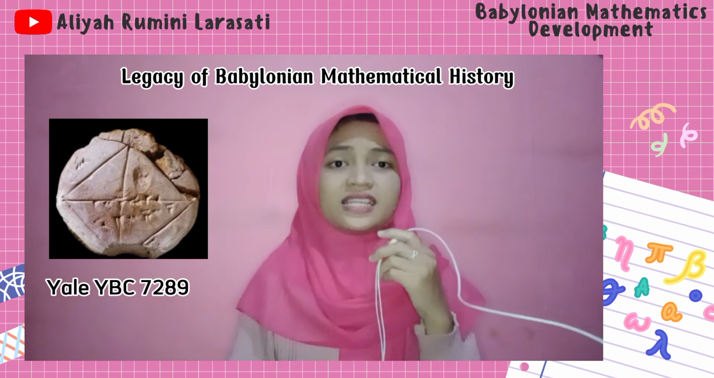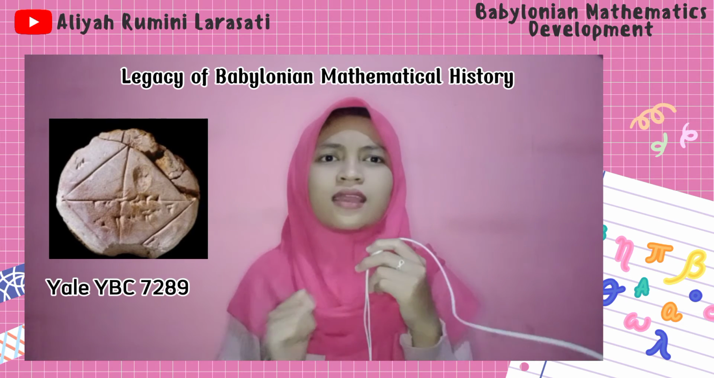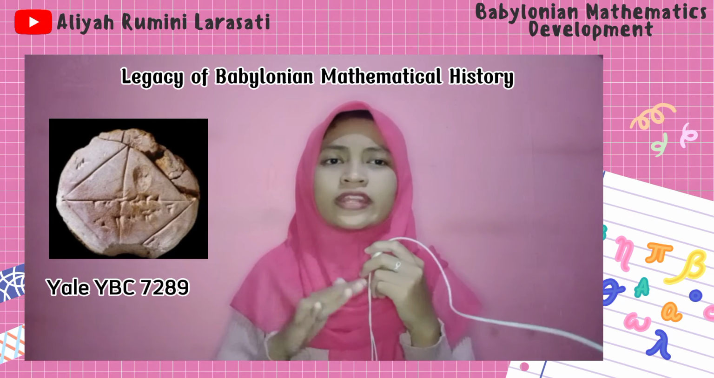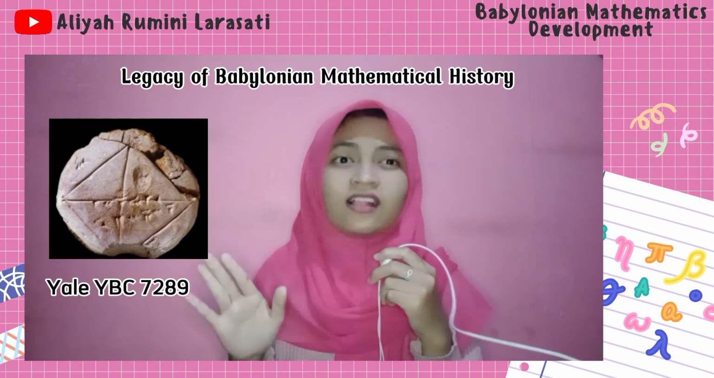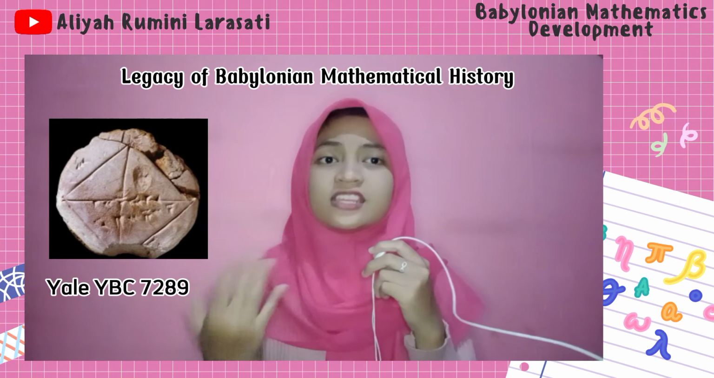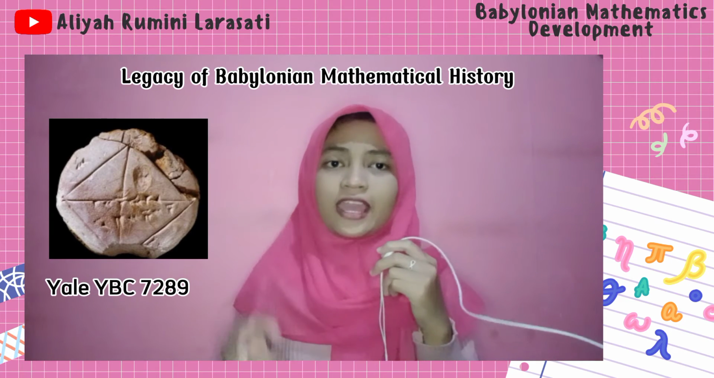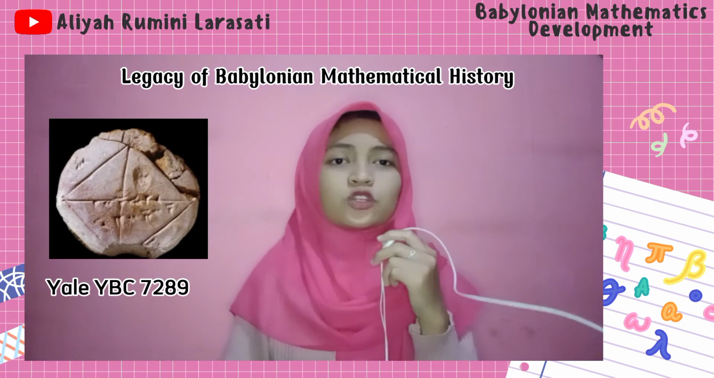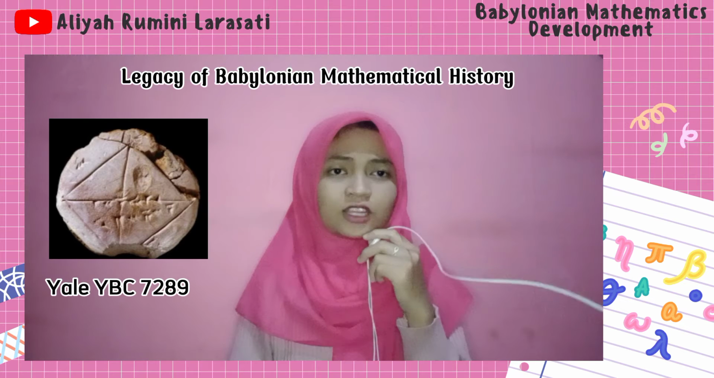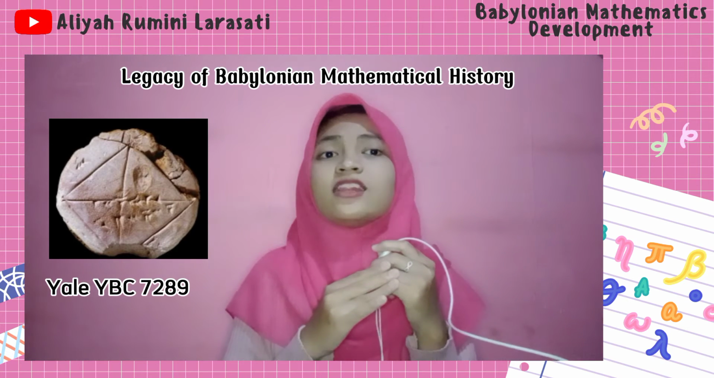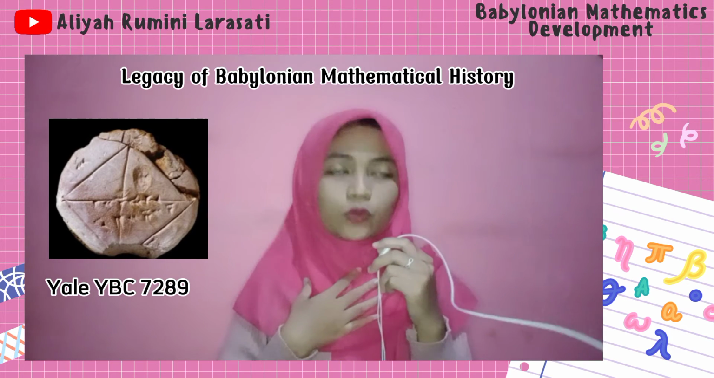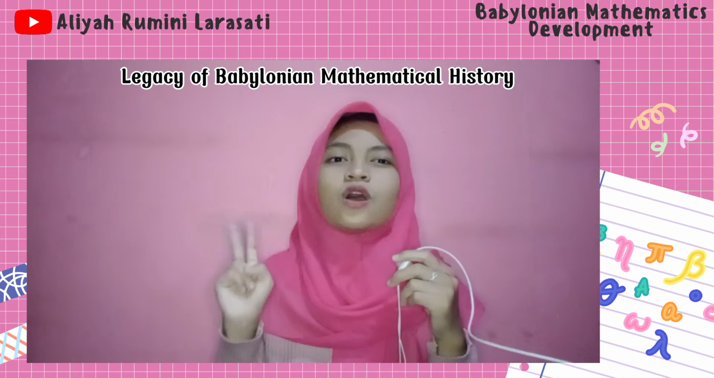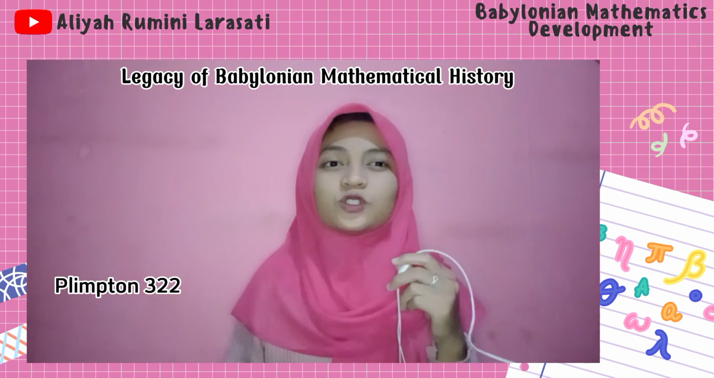The YBC tablet is a board on which is a diagram drawn in the shape of a square measuring 30. The Yale manuscript contains n^3 plus n^2 tables for solving equations, including cubic equations that lead to quadratic equations.